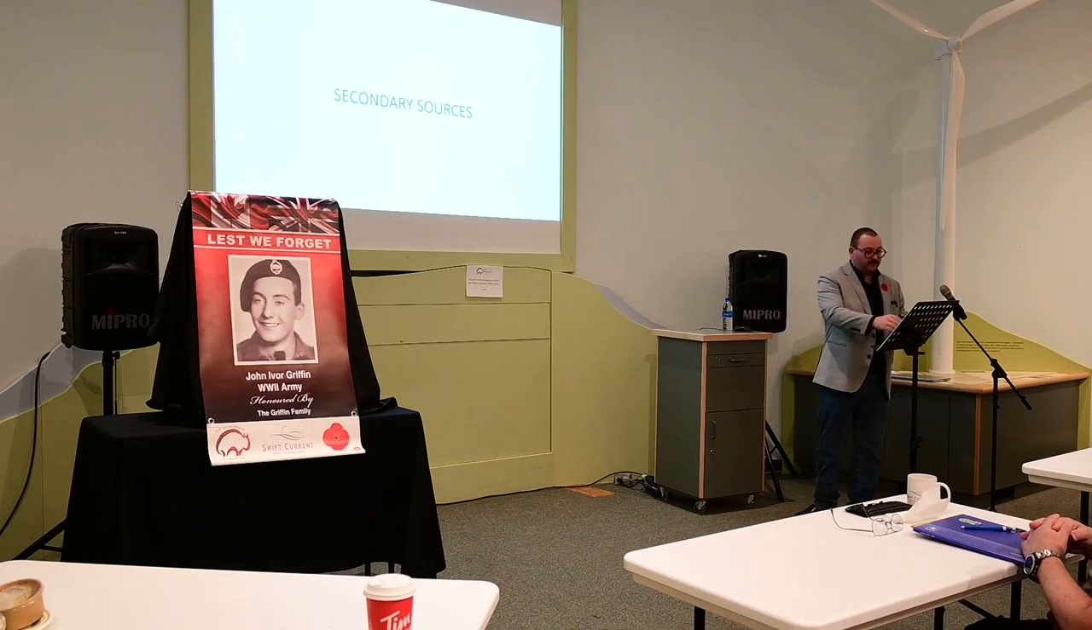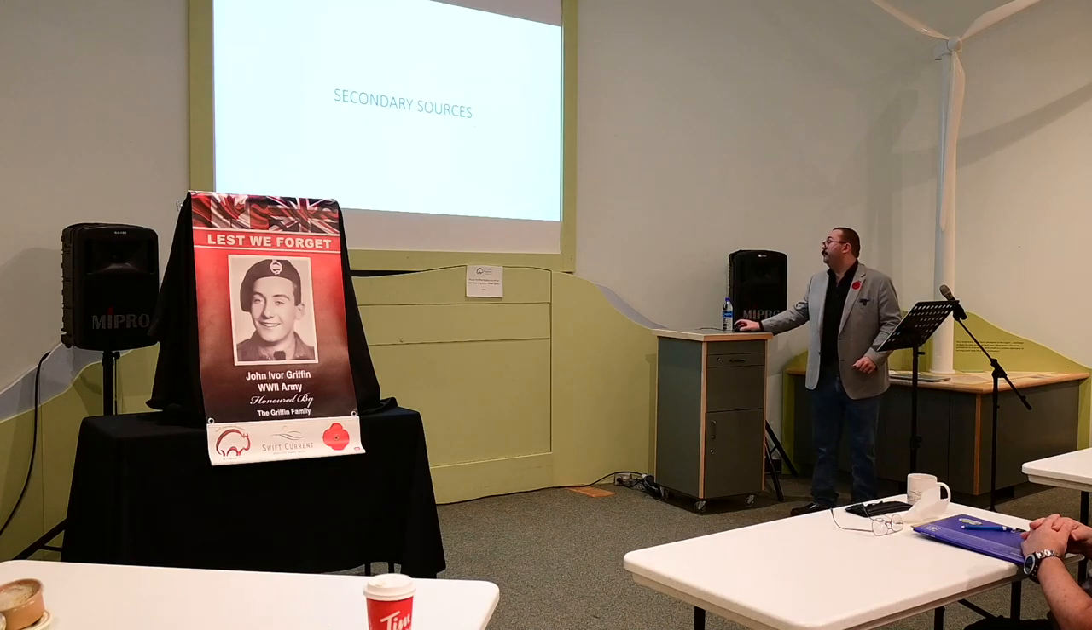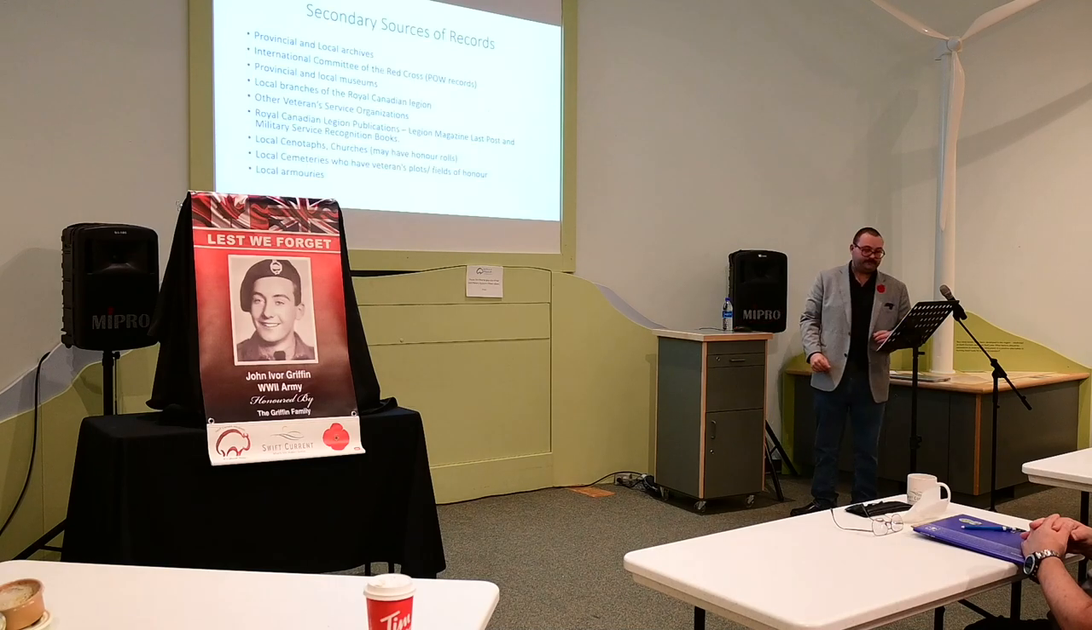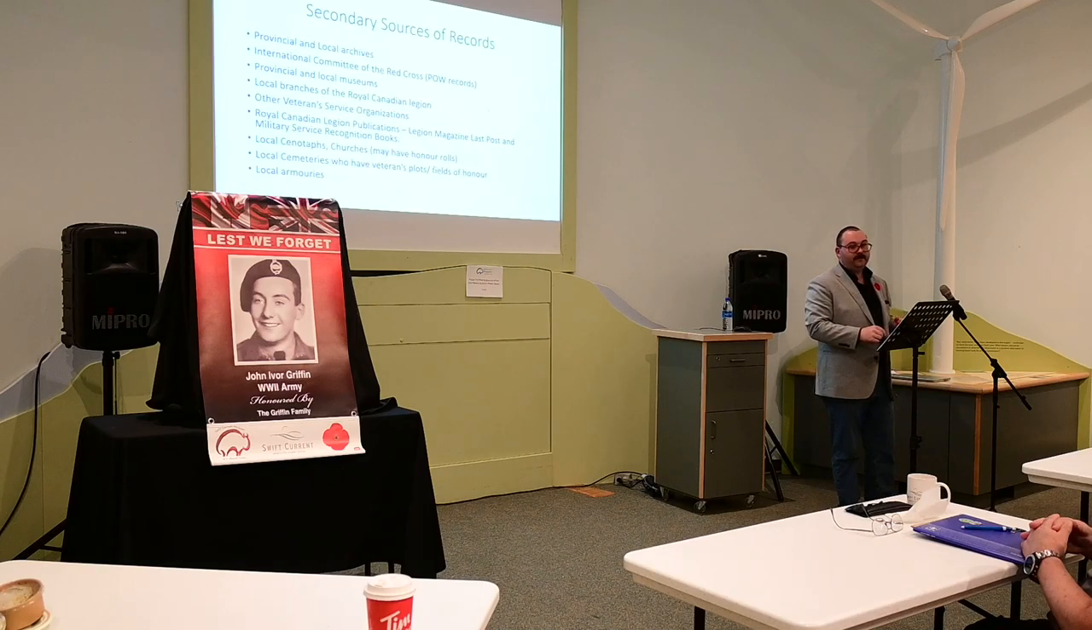So now we're moving on to secondary sources. All these ones here were your primary sources, but these ones are more just to add to your research, or if you can't find something through your primary sources, you may have to look into secondary sources. So these are provincial and local archives, and the International Committee of the Red Cross. If the individual you're searching for was a prisoner of war, the International Committee of the Red Cross holds all records related to prisoners of war, both First and Second World War.